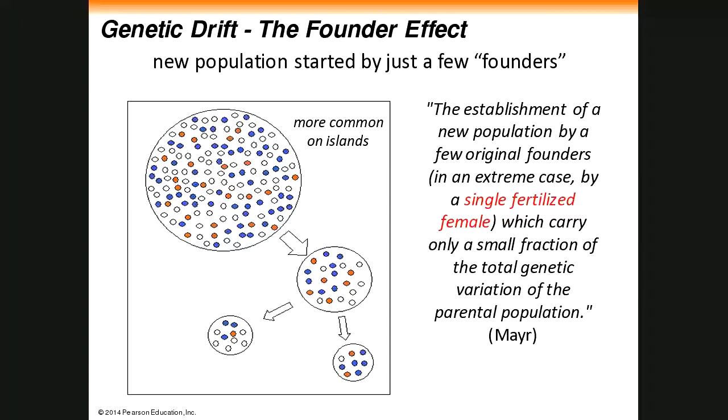Ernst Mayr actually in the quote says it wonderfully, right? And the big thing is in the red. What if the founder was one fertilized female? One female bird with an egg, and they fly over to that island. What proportion of genetic variation from the original population does that one fertilized female have? Not very much, right? And the reason why we say this is, yeah, absolutely.